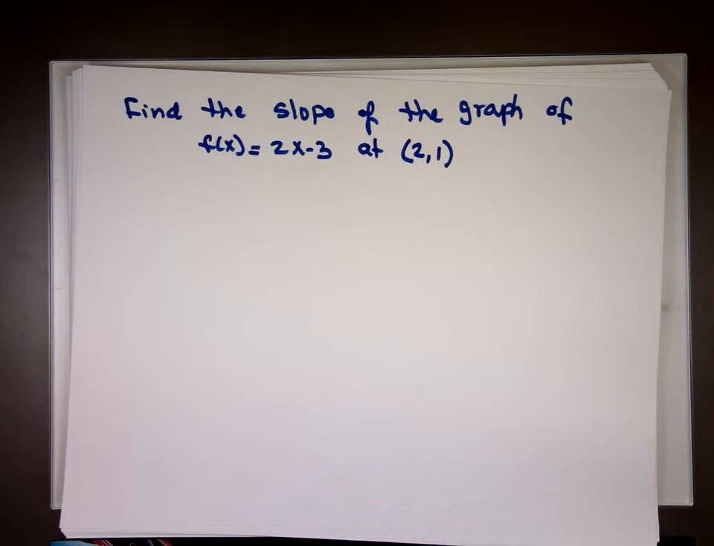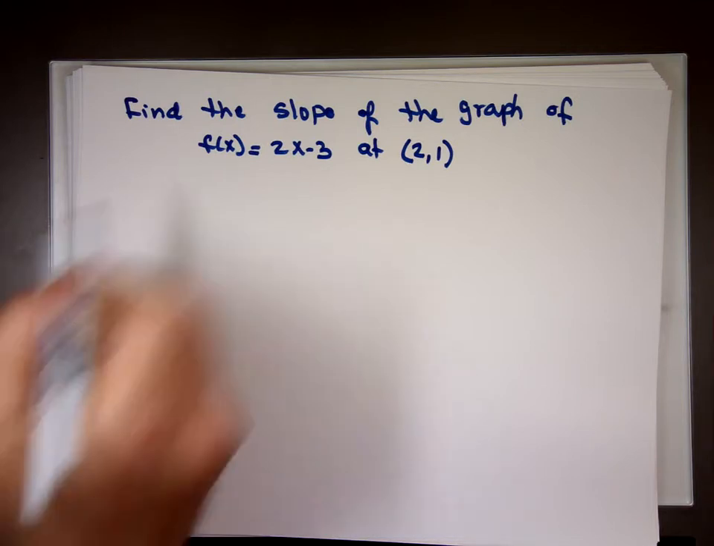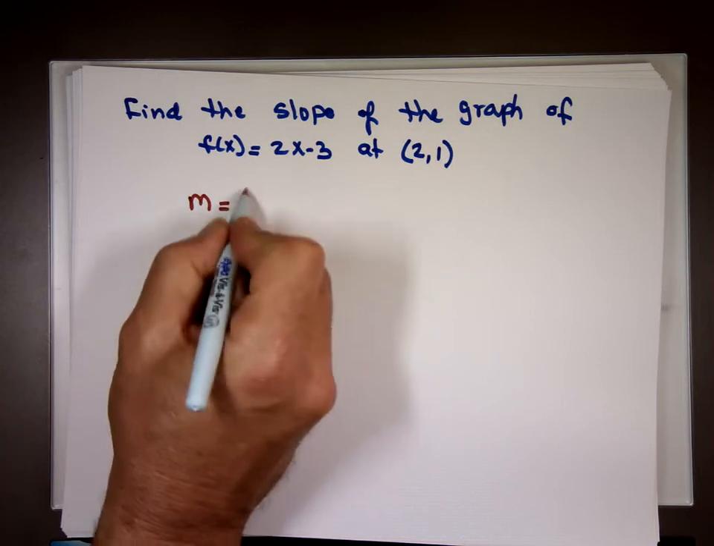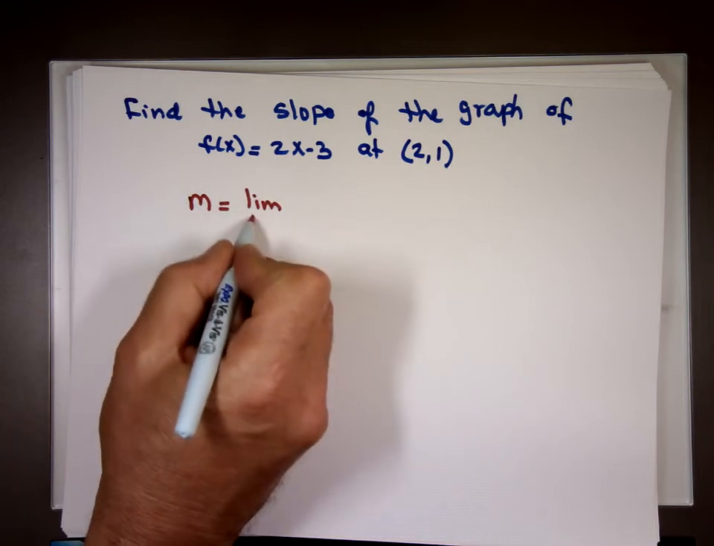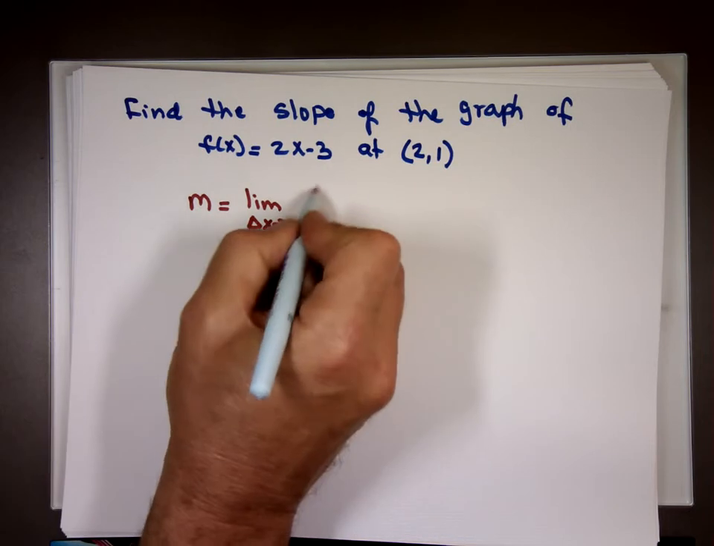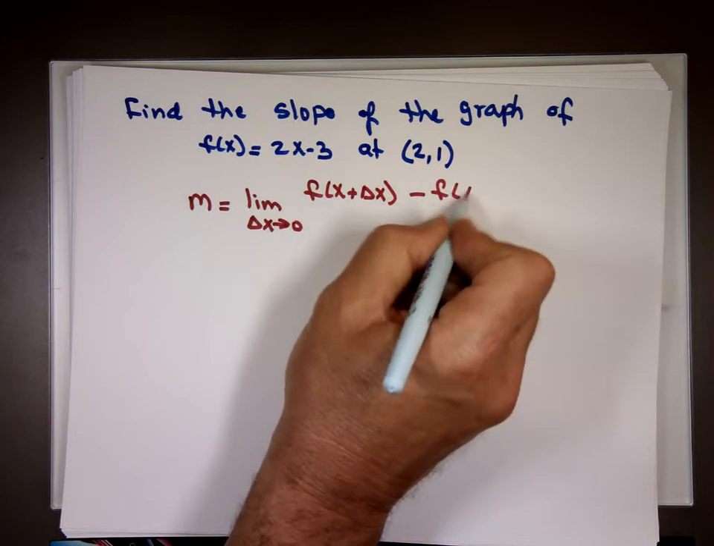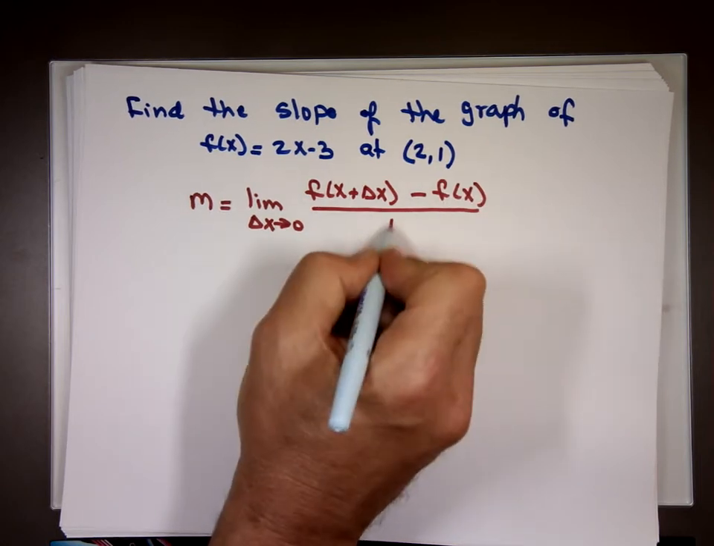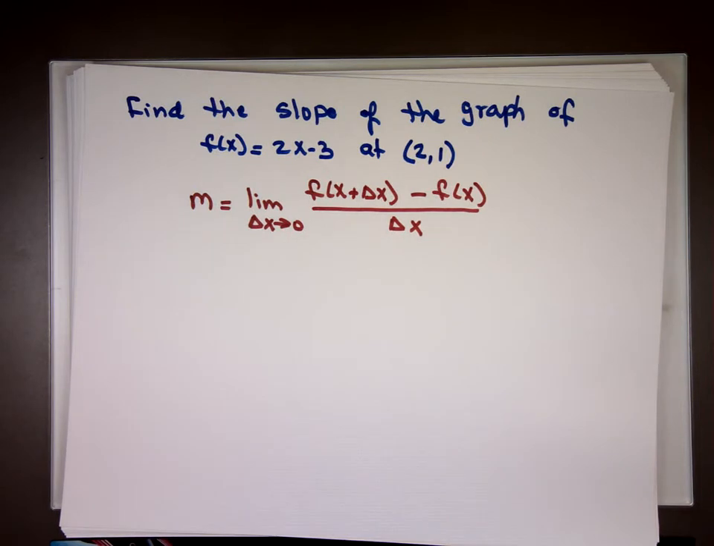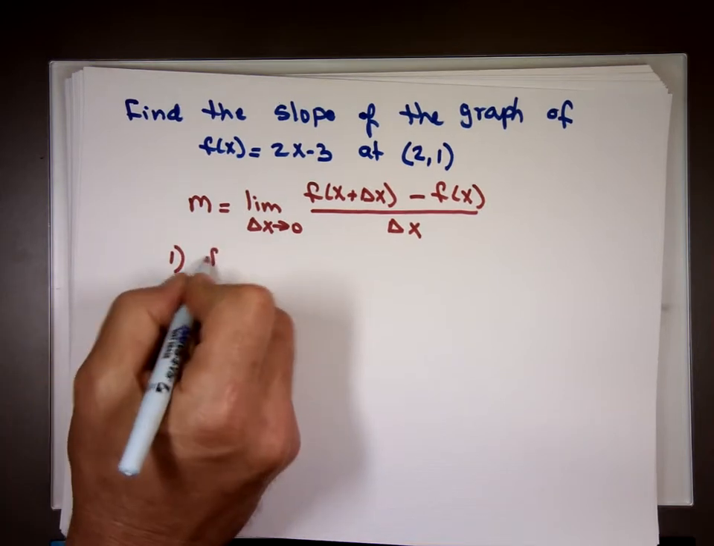Now, me personally, I just showed you how to find the slope of the line. I said the slope m is going to be the limit as delta x approaches 0 of f of x plus delta x minus f of x, the whole thing divided by delta x. That's what I'm going to use. I call this the 4-step process, sometimes 4 plus. The reason I call it the 4-step process is because the first step I'm going to find what is f of x plus delta x.